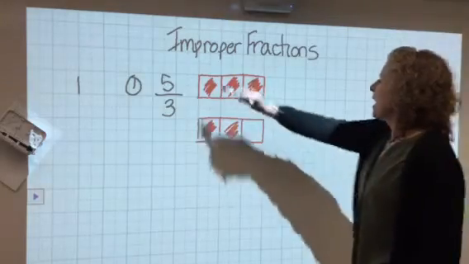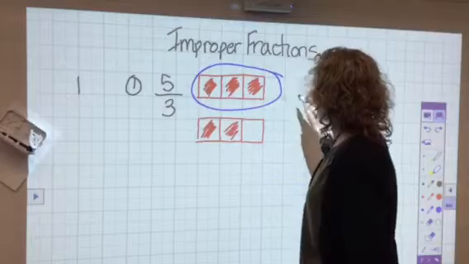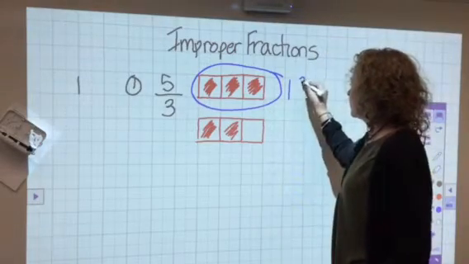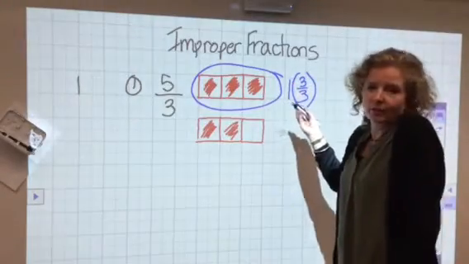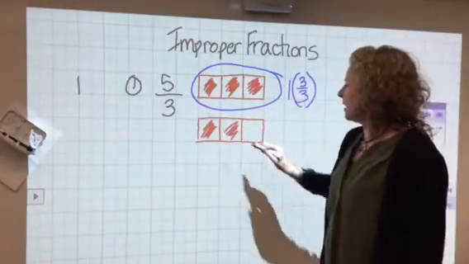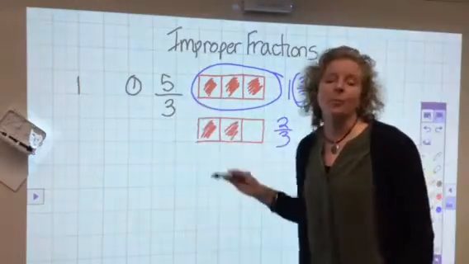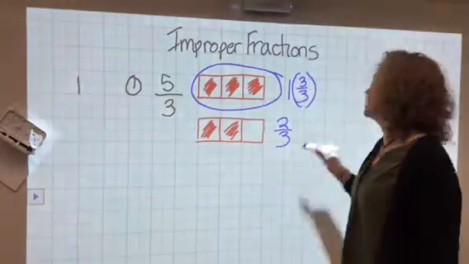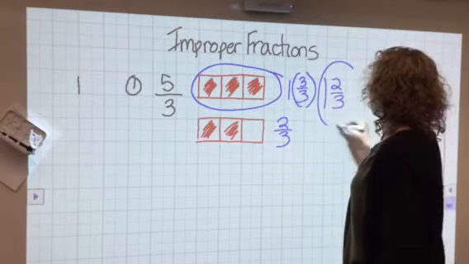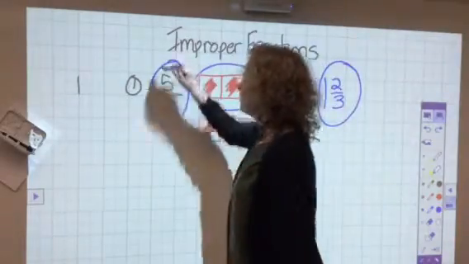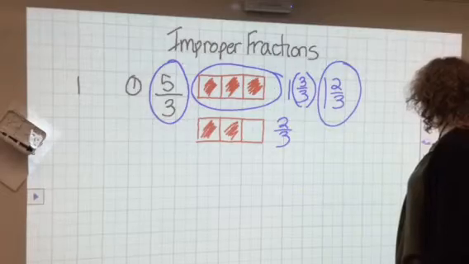Now when I look at this, how many things are colored in? Well, I have 1 whole thing colored in, 3/3 are colored in, okay? But 3/3, that's another way of saying 1 whole. And how many down here? Well, 2/3. So this improper fraction, I could write as a mixed number. Matter of fact, I should. It is 1 and 2/3. 5/3 is just another way of saying 1 and 2/3.